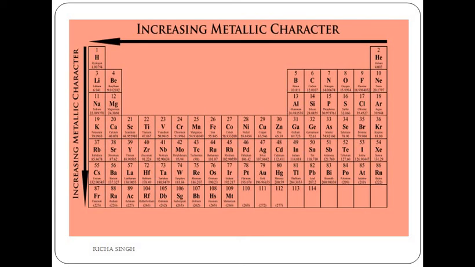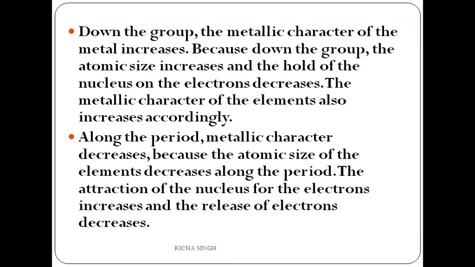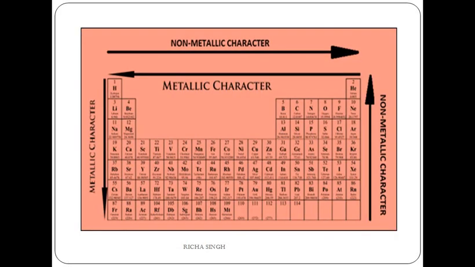And the reverse will happen for non-metallic characters. The non-metallic character of an element is due to accepting electrons. Okay, and by accepting electrons, a non-metal changes into a negative ion. So what will happen down the group? Down the group, non-metallic character will decrease because the electron accepting tendency of the atom tends to decrease due to the increase in size. When the size is increasing, there is a decreased tendency to accept electrons.